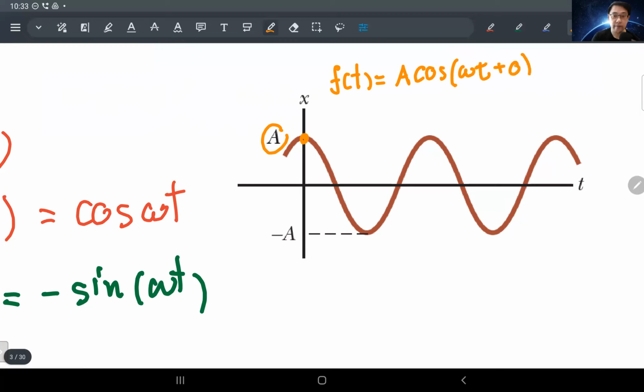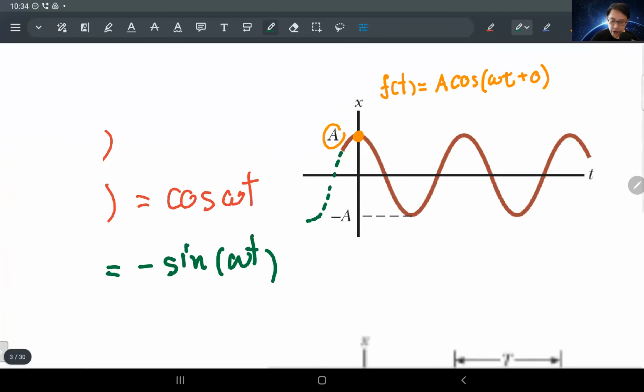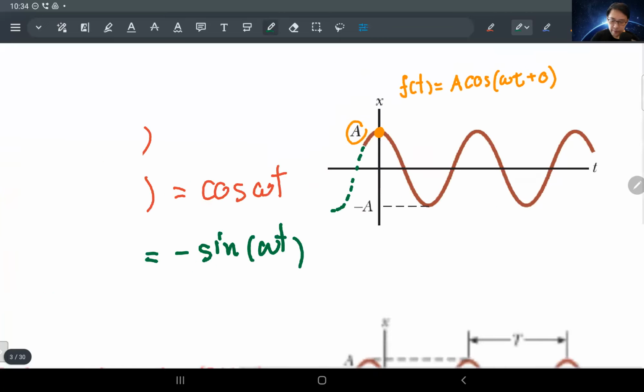However, if I extend this curve down a bit, wait a second. The curve that I'm familiar with is this curve. Let me draw this one for you.